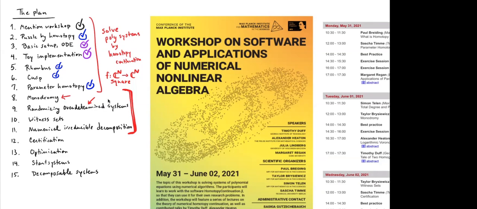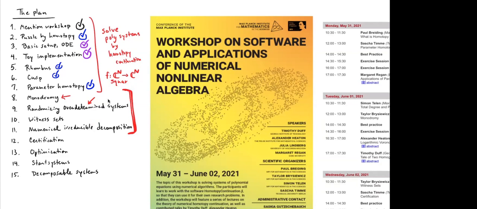And then once we have that tool, we'll be able to handle the underdetermined systems, those that have more variables than equations, whose complex solution sets are necessarily positive dimensional. And the concept of witness set will lead to the numerical irreducible decomposition, which is the numerical analog of the irreducible decomposition of an algebraic set into its irreducible components. And yeah, so that's the plan.